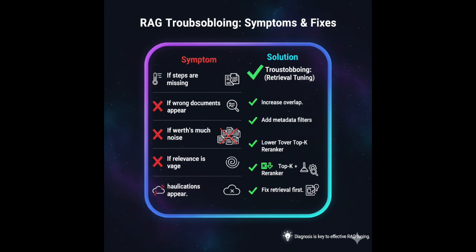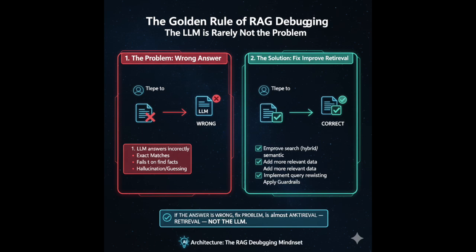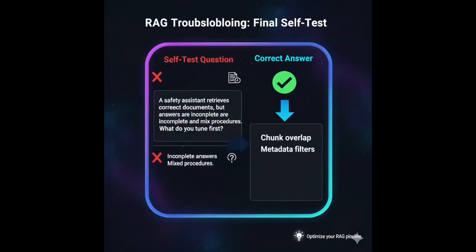If you remember one sentence, remember this. If the answer is wrong, the problem is almost always retrieval, not the LLM. That sentence alone will save you multiple exam questions. Final self-test. A safety assistant retrieves correct documents, but answers are incomplete and mixed procedures. What do you tune first? Chunk overlap and metadata filters. That's day 13 mastered.